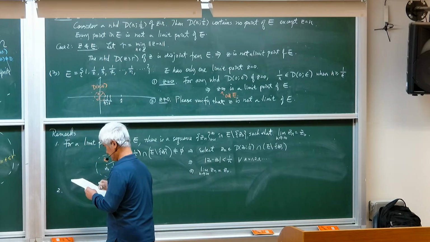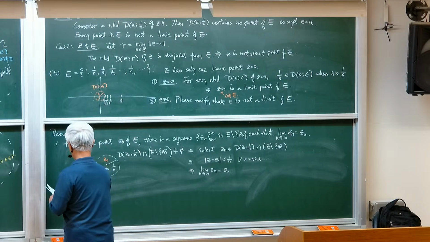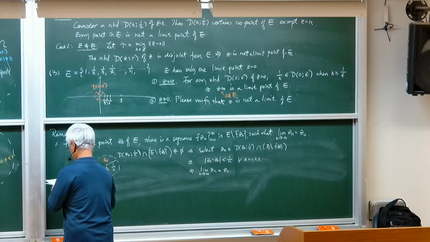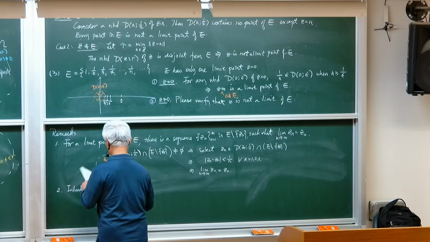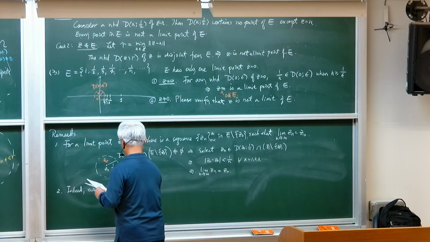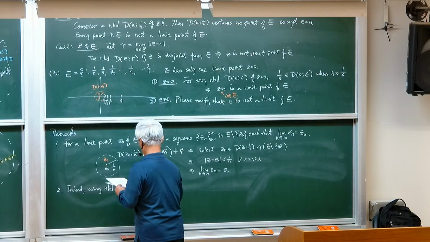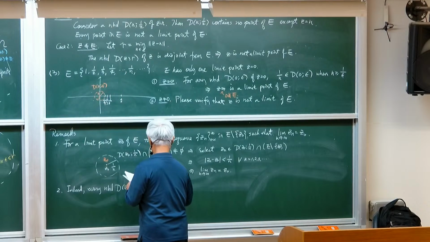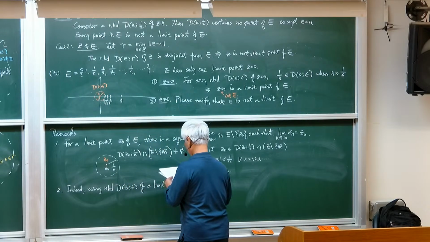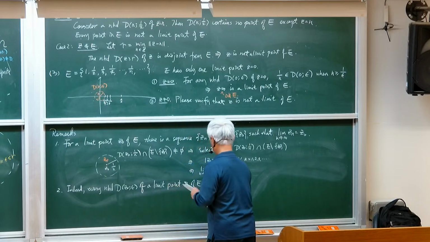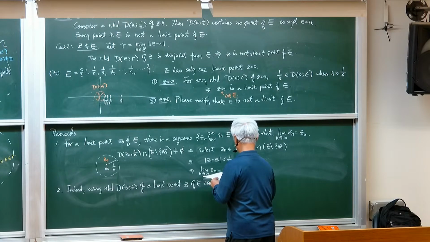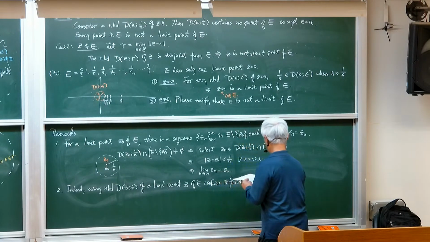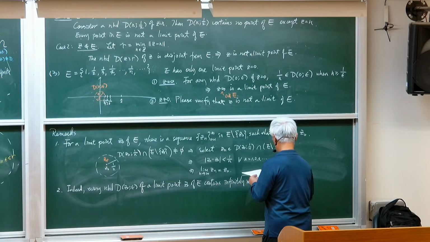The second remark is that, indeed, every neighborhood of a limit point z0 of E contains infinitely many points of E.